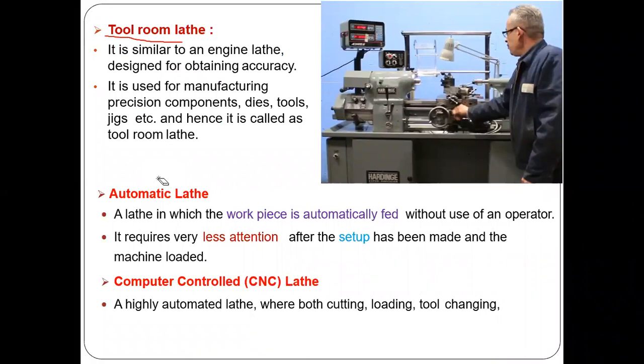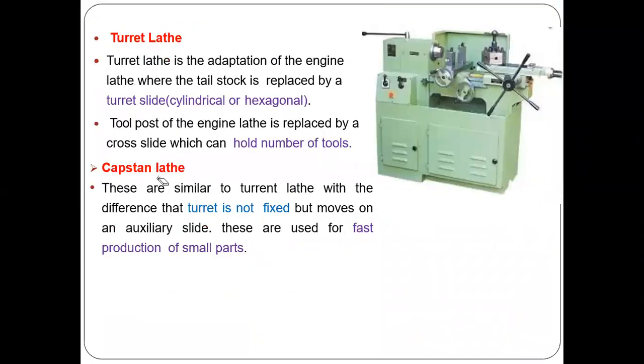Then the automatic lathe. When all the lathe operations are performed automatically, it is called an automatic lathe. Computer controlled lathes are CNC lathes, because all the processes are controlled by a computer. And then capstan and turret lathes. When the tailstock is replaced by a turret, it is called a turret lathe. So these are the different types of lathes.